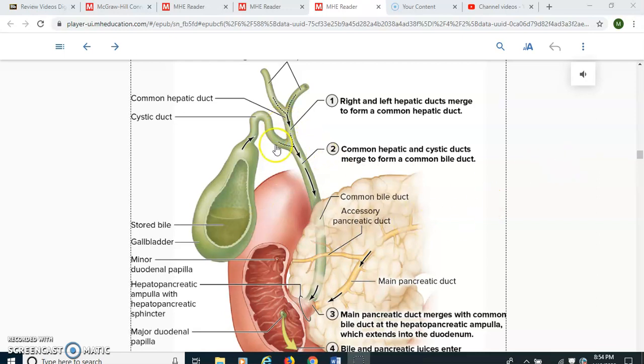All right, so either way, whether the bile's coming directly from the liver, it's going to enter the duodenum through that major duodenal papillae, or if it's coming from the gallbladder, it'll still make its way to that common bile duct and head to the duodenum through the major duodenal papillae.